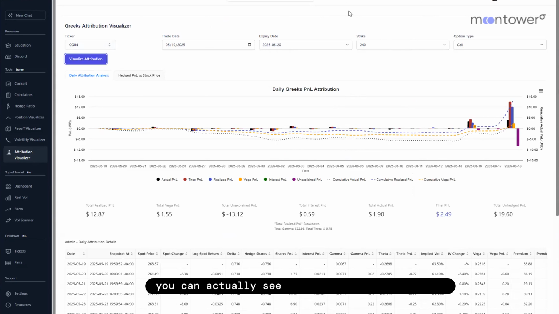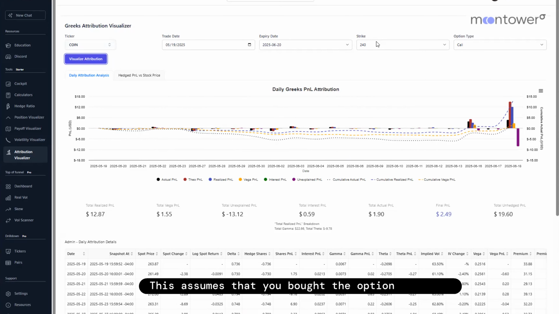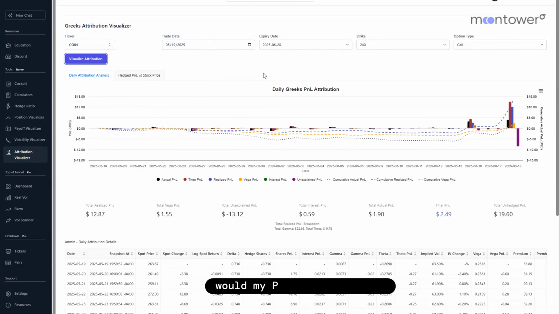But you can actually see here what we did in this tool. You put in your ticker, you put in the strike. This assumes that you bought the option and that you just hedged it every day at the close. You put in the expiration date, the strike and the option type, call or put, although it does not really matter whether you put call or put, because remember, it's going to be a delta hedged position. You put in the trade, and then based upon every day's close, it says what would my P&L have been. That's the actual P&L, which is very easily calculated.